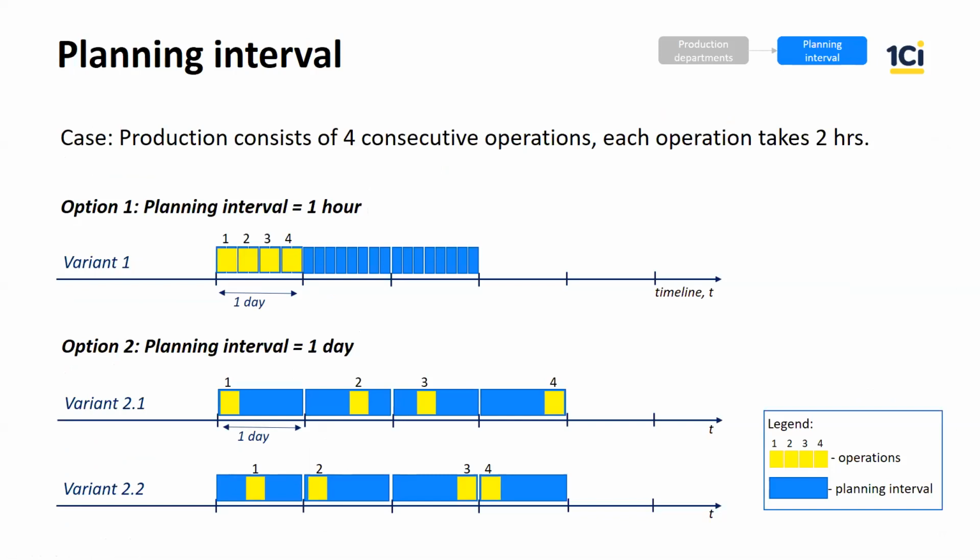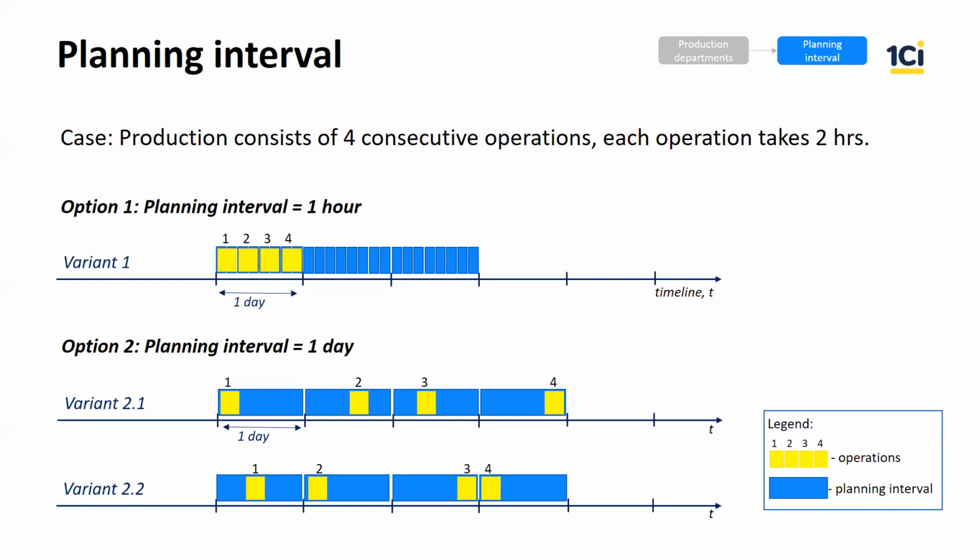Suppose we need to plan production that consists of 4 consecutive operations, and each of them takes 2 hours. If our planning interval is 1 hour, it means that each operation will take 2 planning intervals, and 4 operations can be placed back to back and maybe fit in 1 day. But we see that if something goes wrong, we will not be able to meet the deadlines. So we're very precise, we are very effective, but there's the risk of not hitting the deadline.